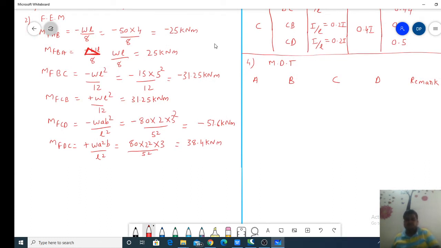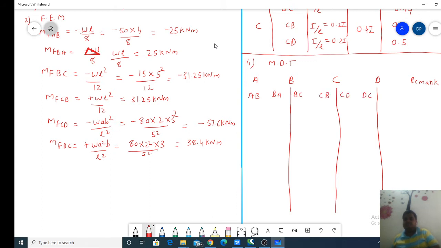Here I will be drawing, and the last column will be my remark. This will be AB, this is BA, this is BC, this is CB, this is CD and this is DC. These will be my members. Then after members I need to write the distribution factors.